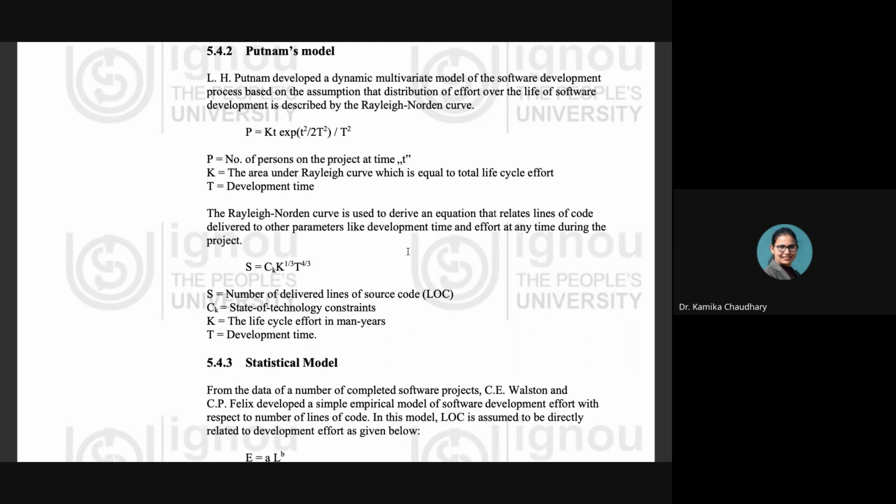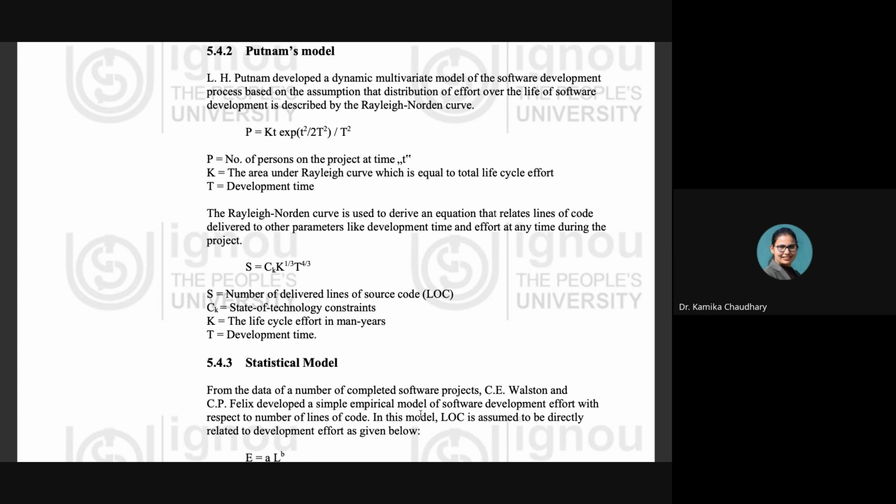Then we have another equation, which helps us in the estimation of the efforts at any time during the development of the project. In this equation, S represents the number of delivered lines of source code. C of K represents the state of the technology constraint, because every technology has its constraint. K is the life cycle efforts in man-years, and T represents the development time, as it was in the above equation of Putnam's model.